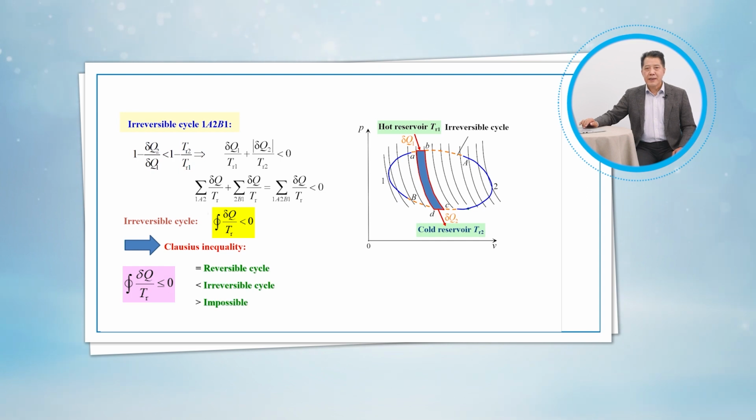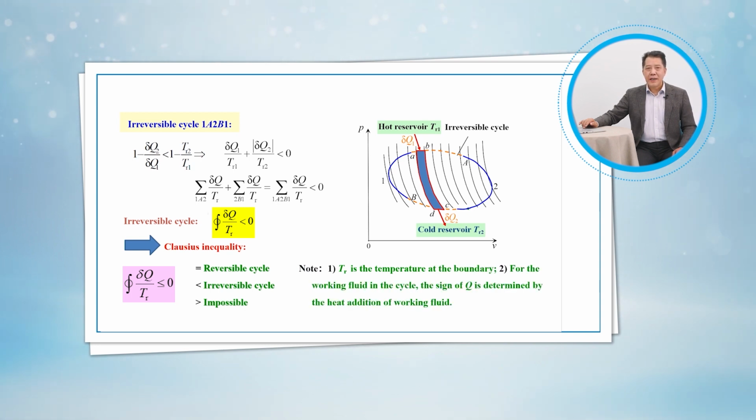This indicates the cyclic integral is 0 for any reversible cycle. It is negative for any irreversible cycle, and it is positive for any impossible cycle. Note 1. TR is the temperature at the boundary. 2. For the working fluid in the cycle, the positive sign is determined by the heat addition to the working fluid.